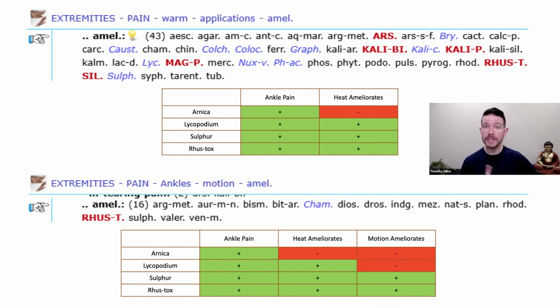Interesting, lycopodium doesn't have motion ameliorates. So maybe lycopodium isn't a great choice either. But check this out. Sulfur and rhus tox, both of them have all 3 symptoms. So instead of now having to pare down 255, now having to pare down 4, we're looking at maybe it's one of these 2 remedies that could be the similimum, that could be the single remedy that's going to help this person the most. Okay.